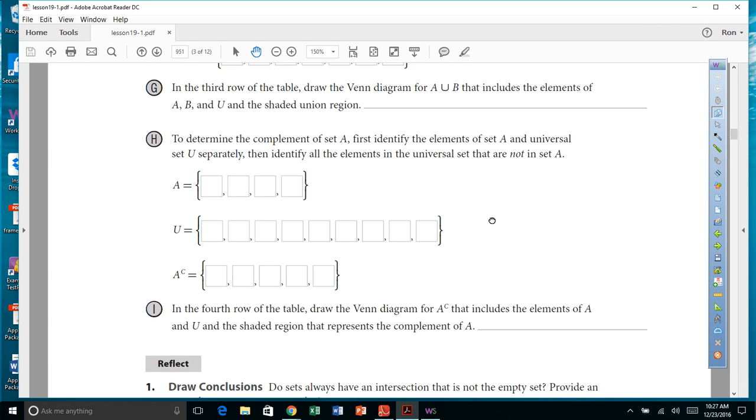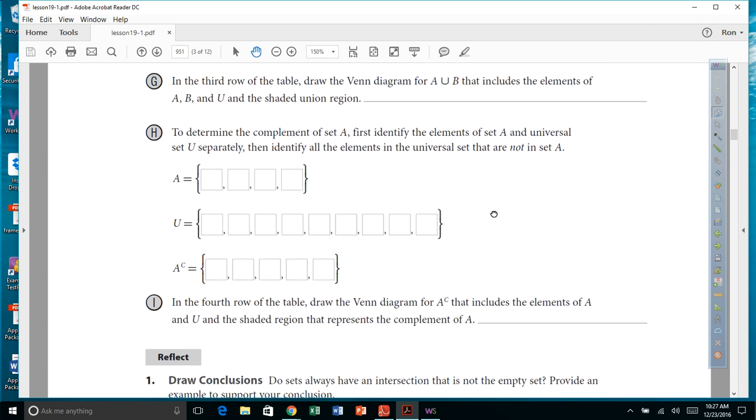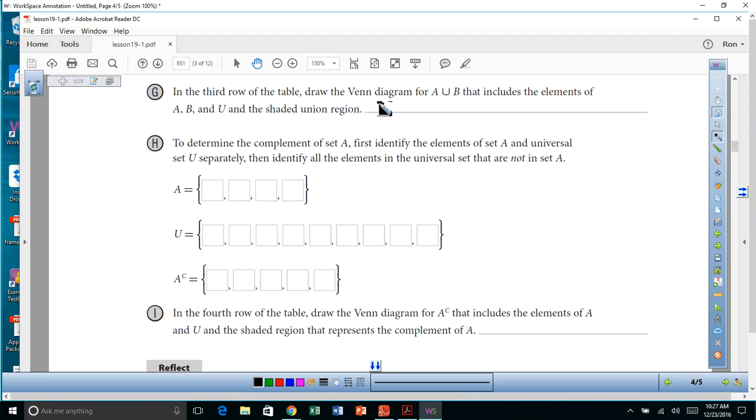We already did that. In the third row of the table, C table. All right. To determine the complement of set A, first identify the elements of set A and the universal set separately. Then identify the elements in the universal set that are not in set A. So set A was 2, 3, 5, and 7. The universal set is 1, 2, 3, 4, 5, 6, 7, 8, and 9.